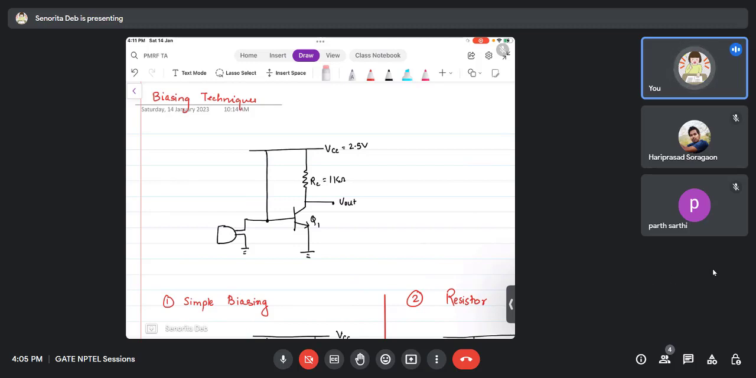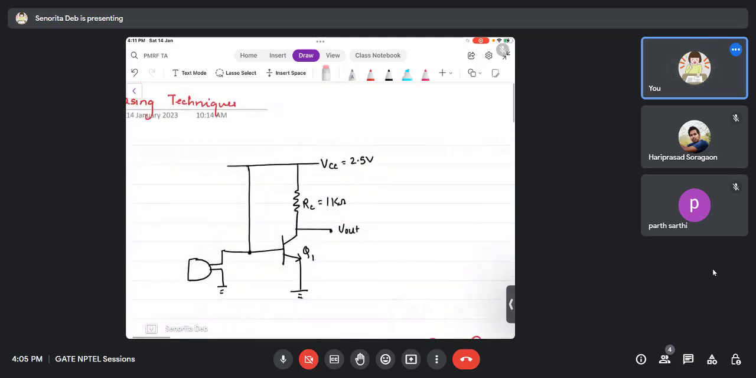So why is BJT biasing necessary? Say this is a microphone, and I want to take the microphone's signal and put it to a speaker so that everyone can hear it, right? This is a classic example of amplification: we take the microphone's signal, amplify it, and then put it through the speaker so that it reaches the people.